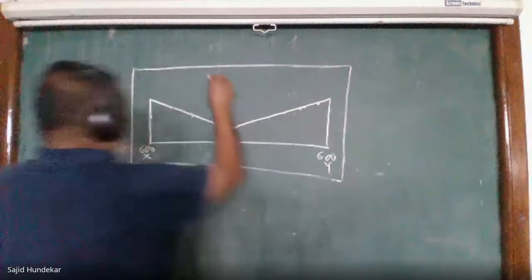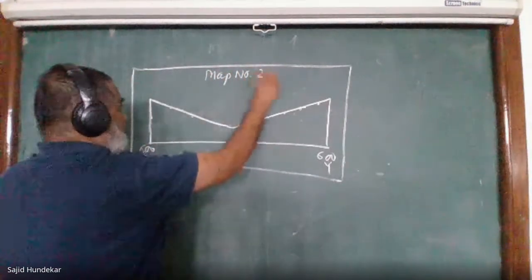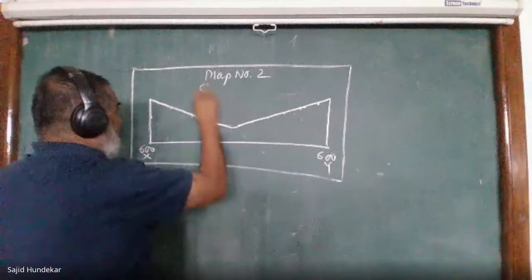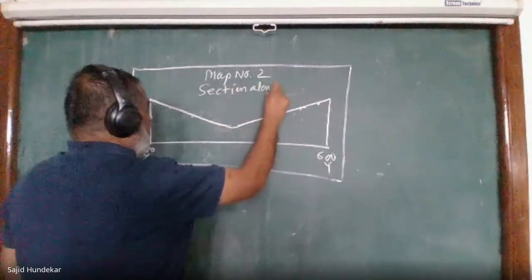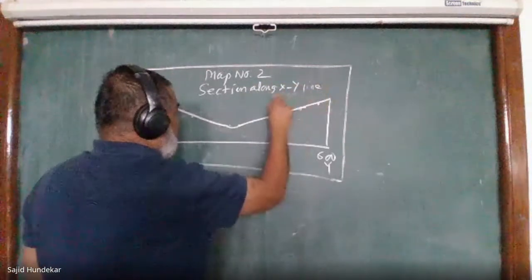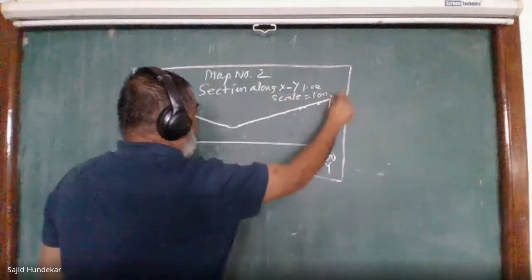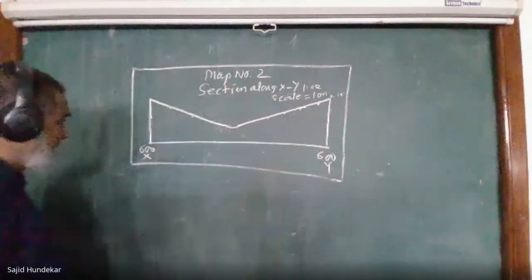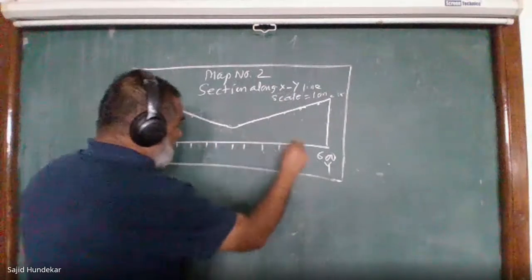And now what do you have to write here? Map number 2 in the center, section along XY line, X and Y line, and very important one, scale without frame, 1 centimeter is equal to 100 meters. So this much information, and whatever the points are there, the values have to be written down on the lower side.